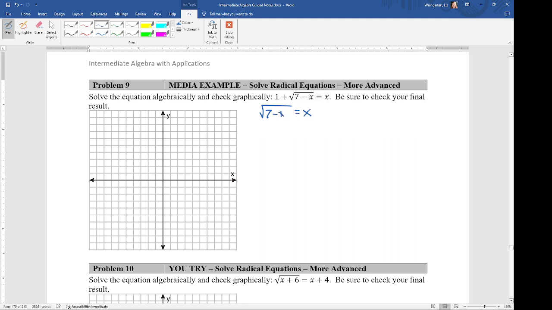Subtracting 1 from both sides. Now I'm going to square both sides. Remember to FOIL your x minus 1. So I get 7 minus x equals x squared minus 2x plus 1. I'm going to set everything equal to 0, so I'm going to add x to both sides. And I'm going to subtract 7 from both sides.